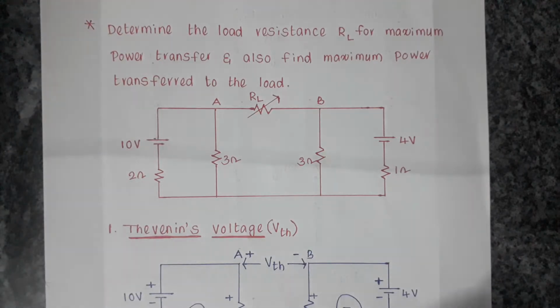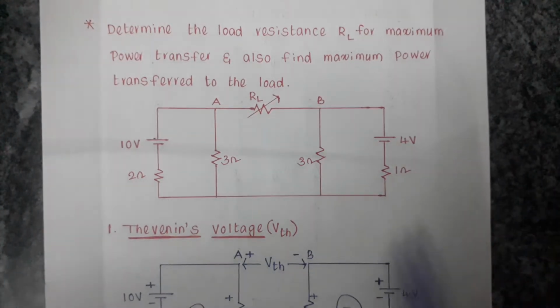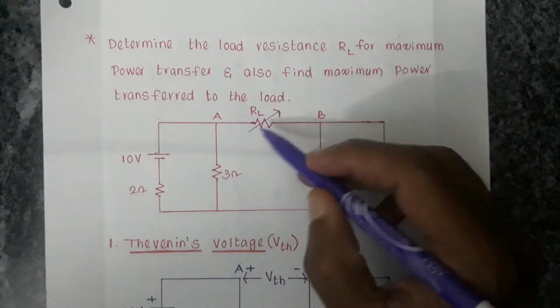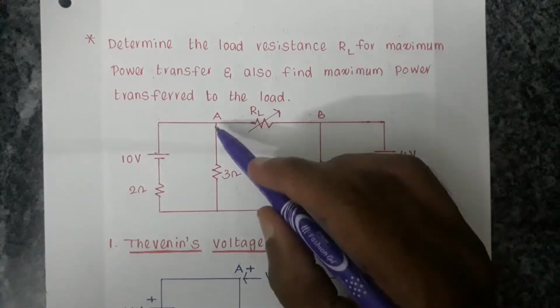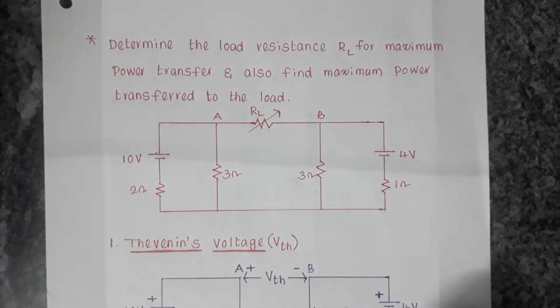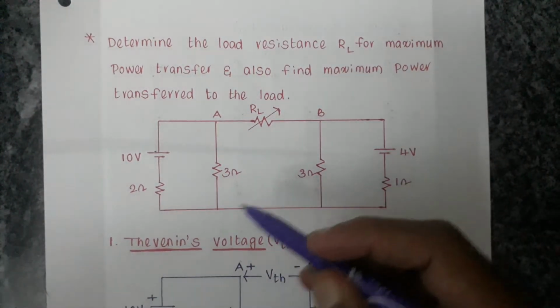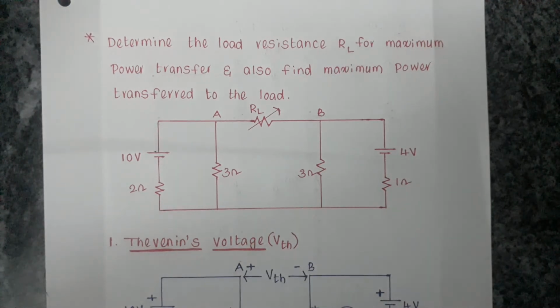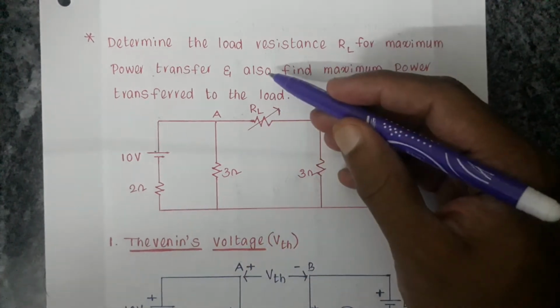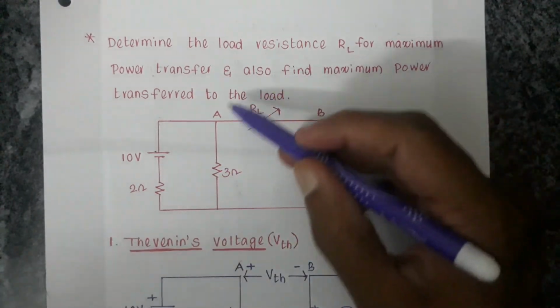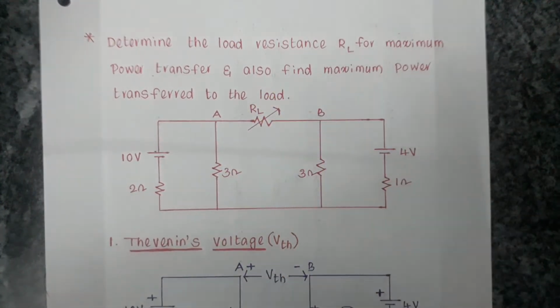So here there are 4 steps. The first step is we have to find Thevenin's voltage. After removing this RL, we have to find the voltage between A and B, which is called Thevenin's voltage. The second step is we have to find Thevenin's resistance. By removing this element and deactivating these two voltage sources, we have to find the resistance between the AB nodes, which is called Thevenin's resistance.